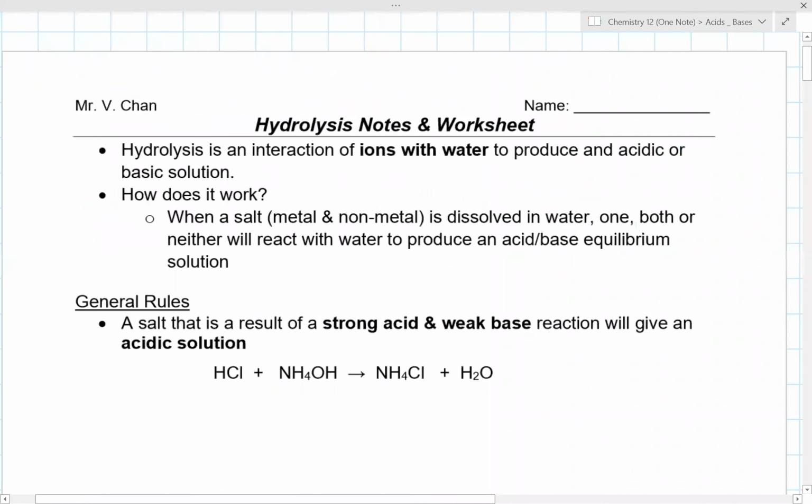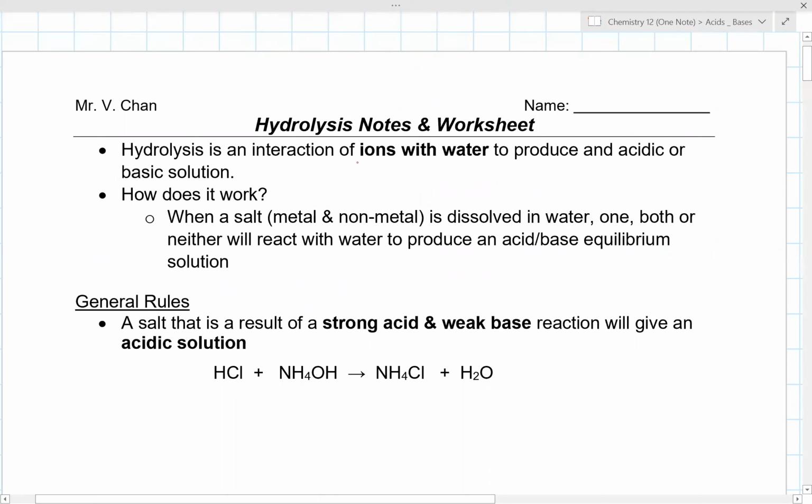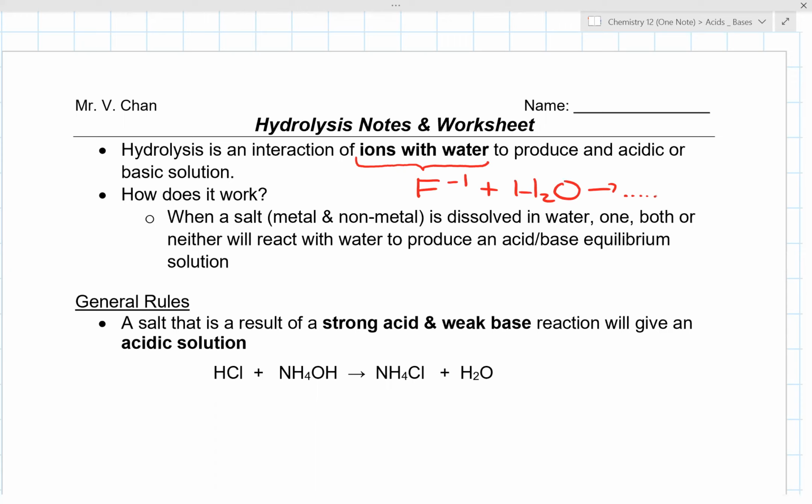Now, what is hydrolysis? Hydrolysis is an interaction of ions with water to produce an acidic or basic solution. So the key word here is ions with water. Okay? An ion would be something like F minus 1 plus water, and you would get some sort of acidic or basic solution. So this is another way of producing an acid or base solution without using a substance like our typical hydrochloric acid or sodium hydroxide base.